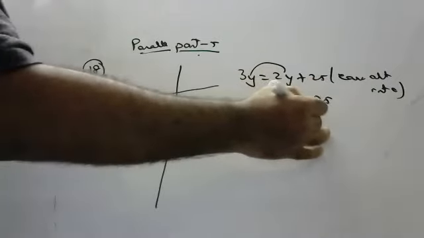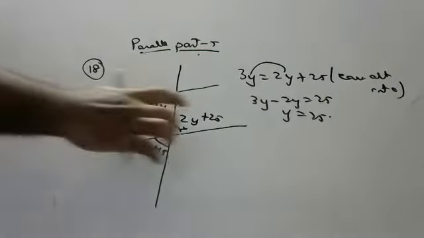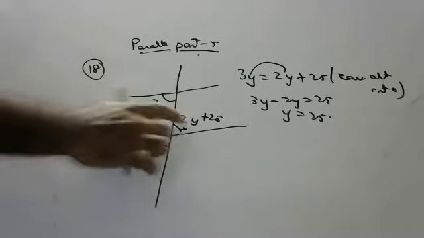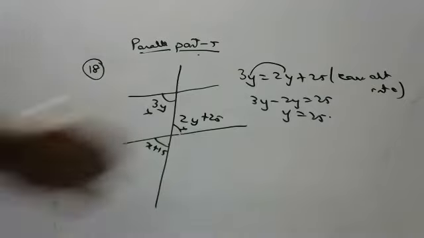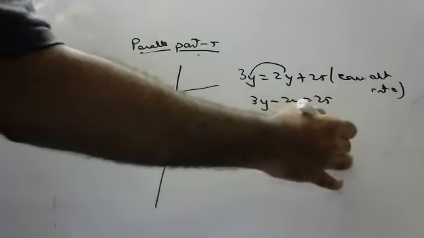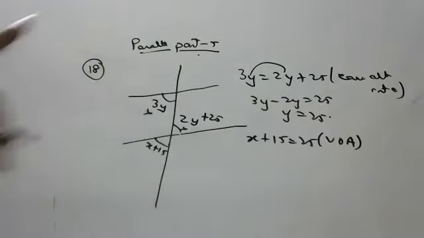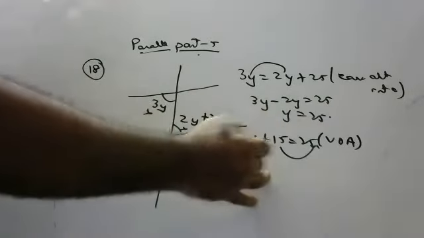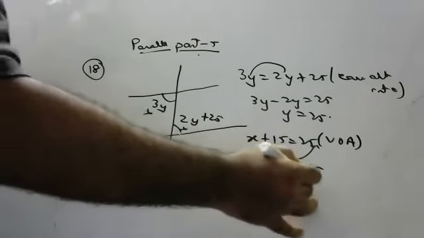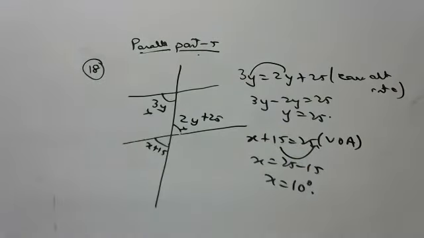Y is equal to 25. Now children, if this is 25, this is also 25. Can anyone say why both are equal? Vertically opposite angles. You should not write short forms in the exam. x plus 15 is equal to 25, so x is equal to 25 minus 15, x is equal to 10. That's it, so simple, very easy. I have to complete the papers till all pages today.